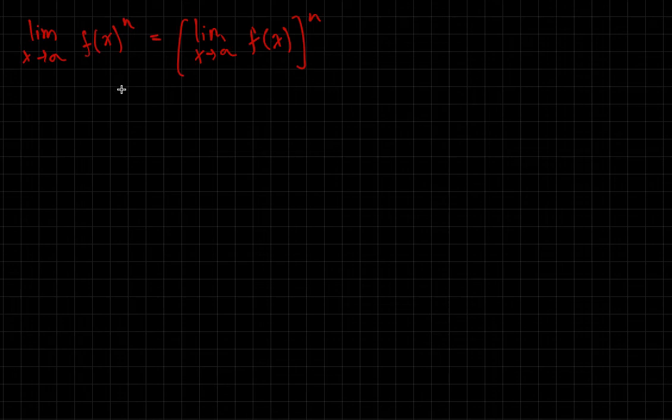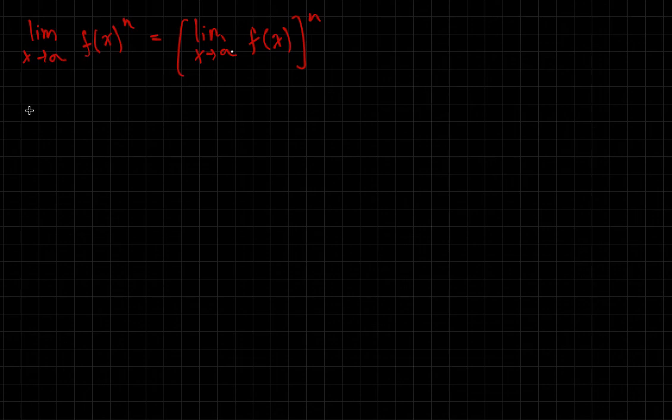So this next property says the limit as x approaches a for f of x to the nth power, so it's raised to some power, some number, equals the limit as x approaches a for f of x, and that entire value raised to the nth power. So now I can try to derive this.